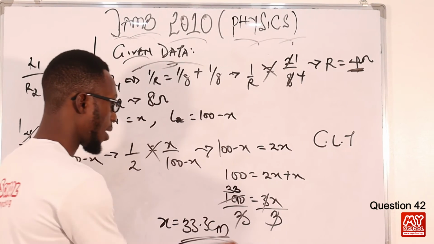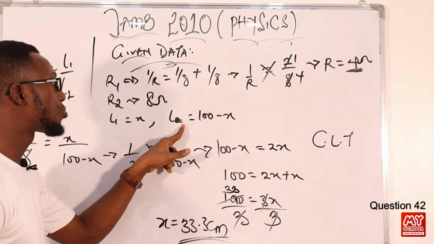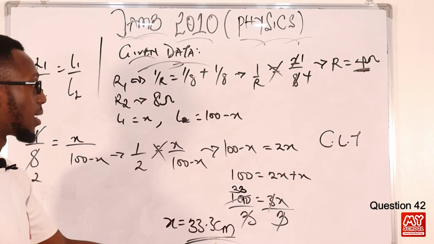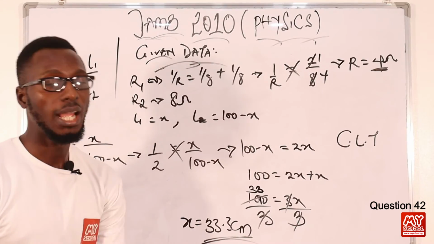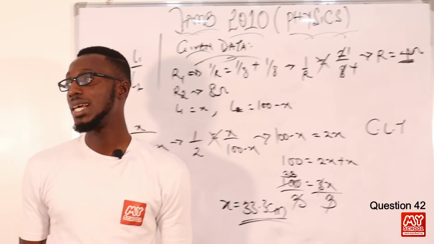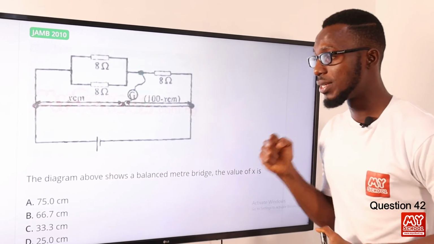33.33333 centimeters. So we know that L1 is 33.3 centimeters. L2 now will be 100 minus 33.3 centimeters, and that should be about 66.7. So let's move back to the screen and see if we can tap out 33.3 centimeters. Yes, we can find that in option C. So option C is the valid option.